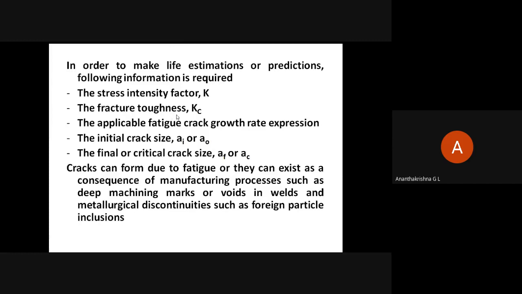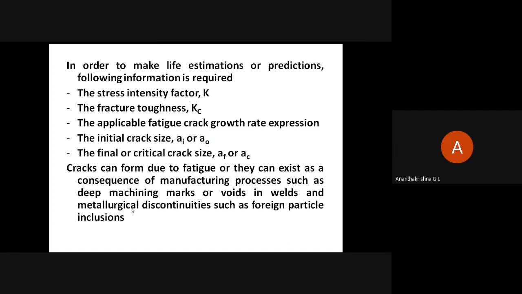Then we need fracture toughness to understand the strain behavior. Then we need an expression to estimate the rate of fatigue crack growth. Then we need initial crack size. Then we need final crack size, right? So cracks can form due to fatigue or they can exist as a consequence of manufacturing process such as machining marks, voids, inclusions, metallurgical discontinuities, etc. Do you agree with me how cracks are formed?